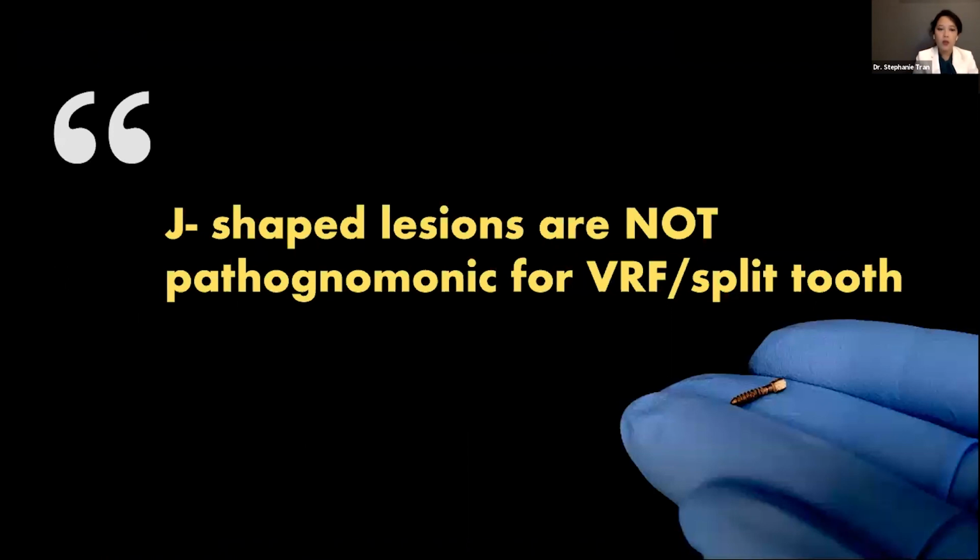Again, the thing to keep in mind is, even if you see a J-shaped lesion on a CBCT, that does not mean it's pathognomonic for a vertical root fracture or a split tooth. It has to be in conjunction with a bunch of other findings, or the crack, split tooth or vertical root fracture has to be visually seen. So please don't condemn teeth just because there's a J-shaped lesion. We want to see why there's a J-shaped lesion.